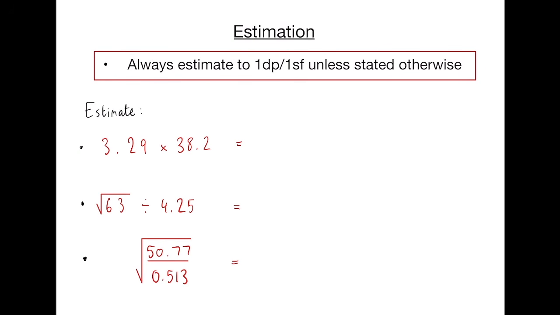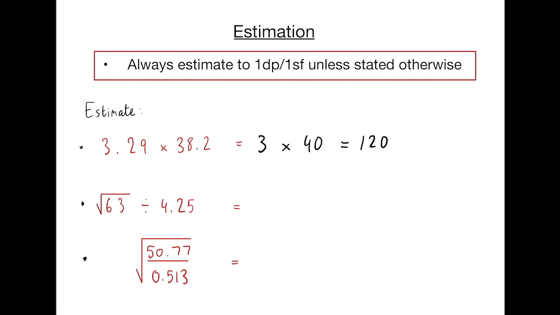Estimation. Now, as you can see in the red box, always estimate to one decimal place or one significant figure unless it's stated otherwise. In this example, we're going to look at 3.29 is going to become 3, 38.2 is going to become 40, final answer 120.